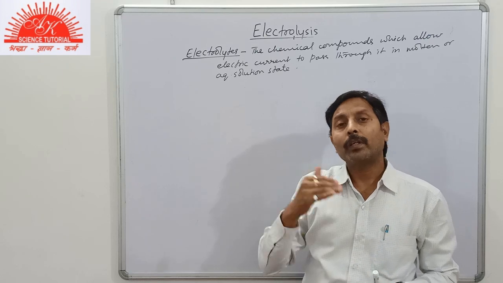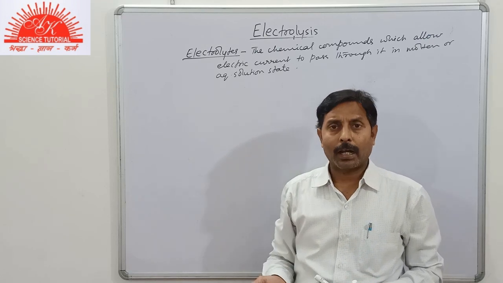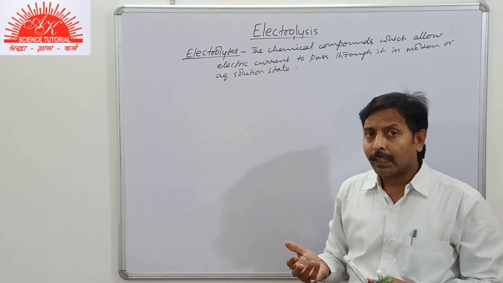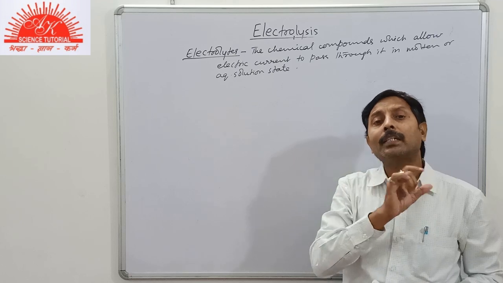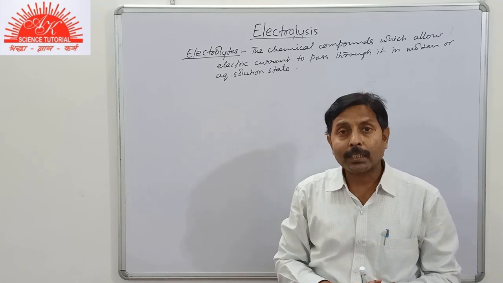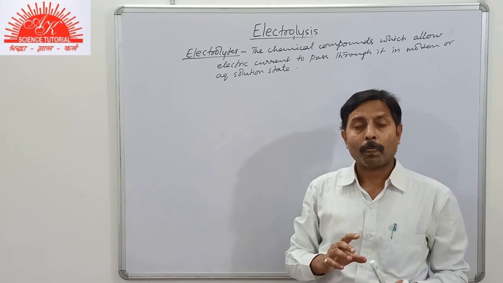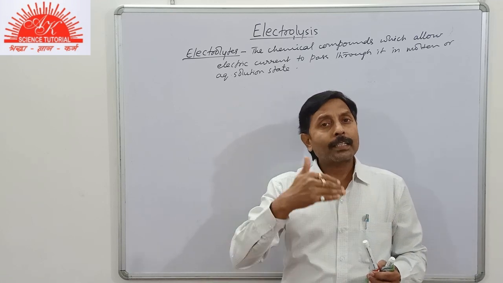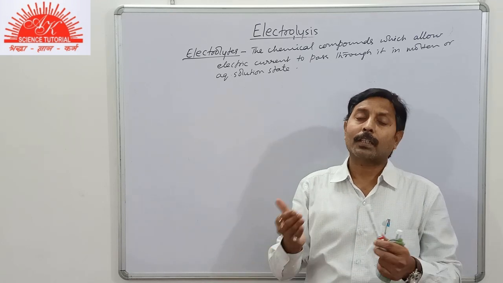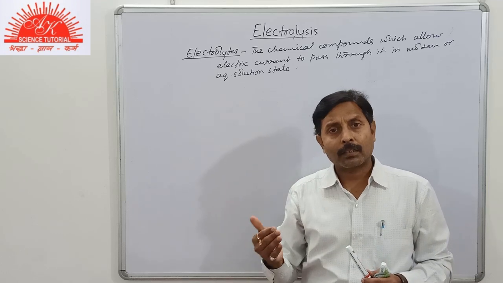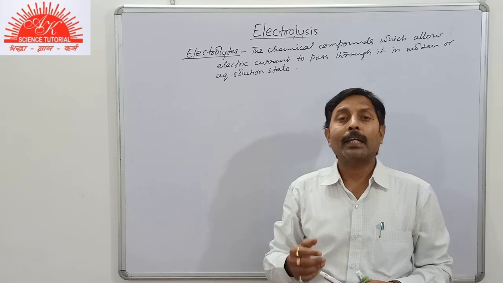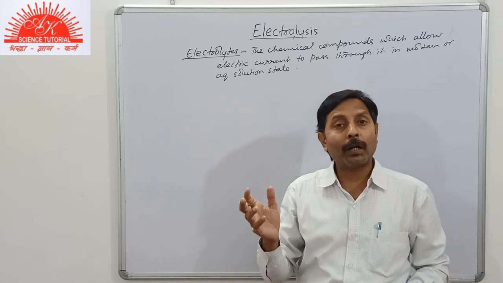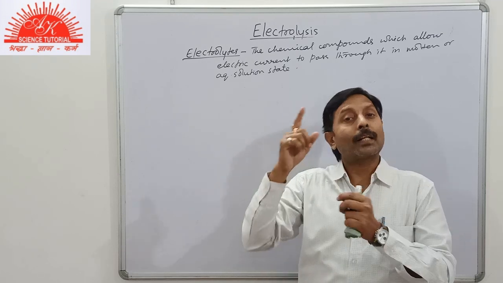Now we study here, students, that the electrolytes, that is the chemical compounds, are of three types: strong electrolyte, weak electrolyte and non-electrolyte. The electrolytes are differentiated as strong or weak on the basis of degree of dissociation or ionization. The degree of dissociation or ionization is the extent up to which a substance changes into ions in molten state or aqueous solution state.